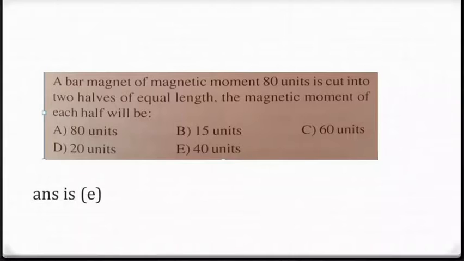When a magnet is cut into two equal parts, magnetic moment of each part becomes half of the original value. Therefore the answer will be 40 units, that means option E. When the magnet is cut lengthwise, pole strength becomes half, and when cut breadthwise, pole strength remains the same, but length becomes half. So the answer will be E. That means when a magnet is cut into two equal parts, magnetic moment of each part becomes half of the original value.